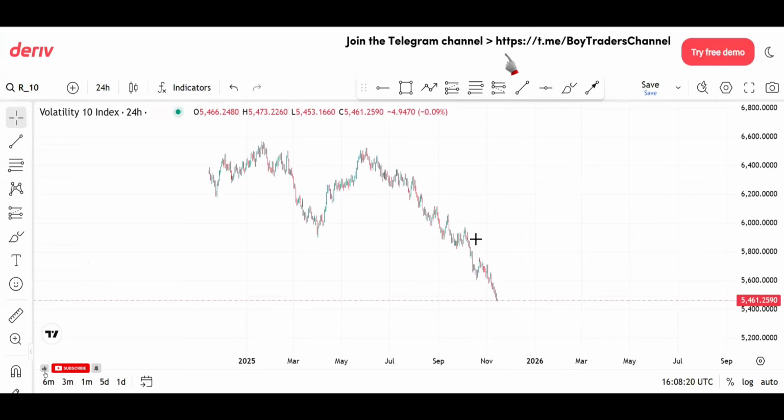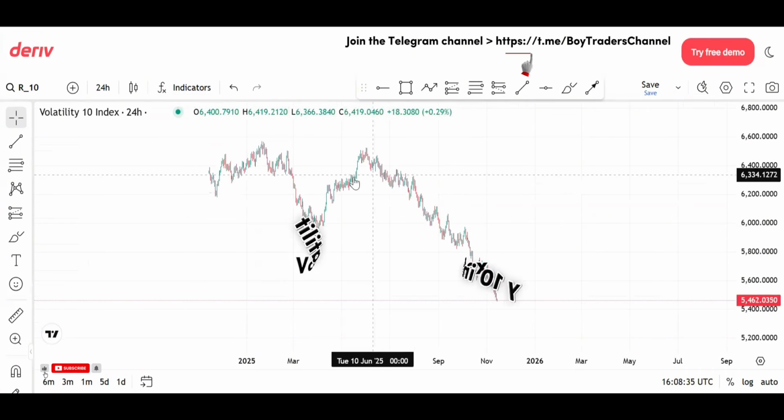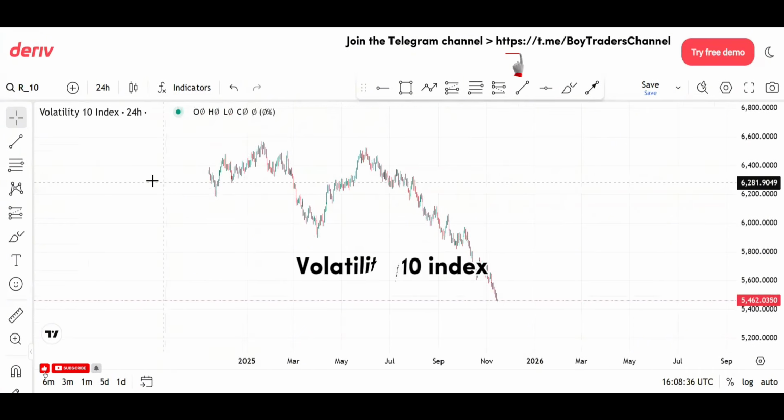So it's advised to always analyze from a high time frame whenever you want to look out for trade opportunities. It gives you a clearer directional bias. You know what to expect of the market overall. So this is the 10 index on the daily time frame, and you can see the clear structure.